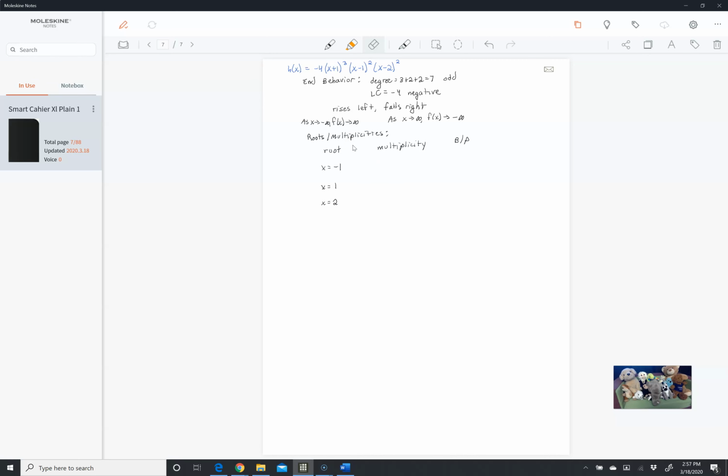The multiplicity for -1 is 3 because the exponent over here is 3. The multiplicity for x equals 1 is 2. And the multiplicity for x equals 2 is 2. An odd multiplicity says that it passes. An even multiplicity says that it bounces.